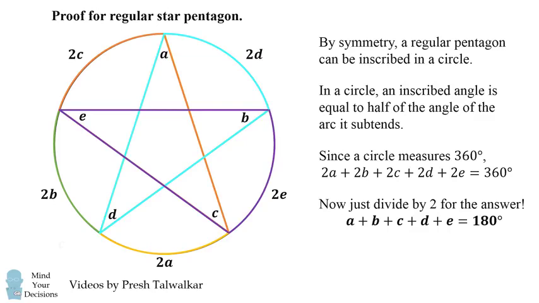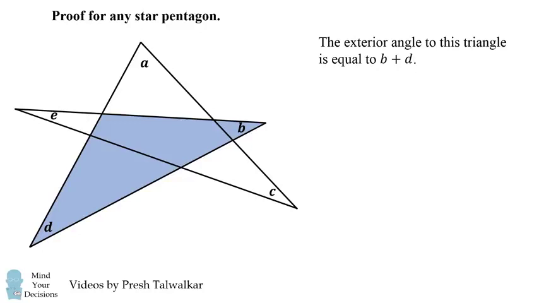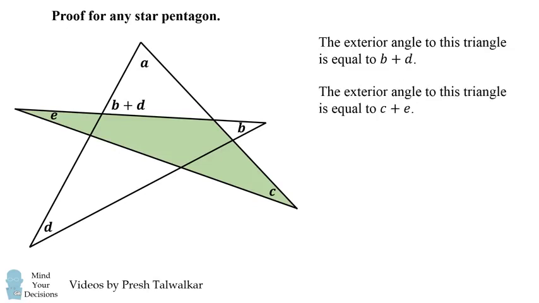So how can we prove the more general result? Well, here's how we can prove it for any star pentagon. Take a look at this triangle, which involves the angles B and D. The exterior angle to this triangle is equal to B plus D. That'll be this angle right here. Now take a look at this triangle, which has the angles E plus C. By similar logic, the exterior angle to this triangle is equal to C plus E. That'll be this angle right here.